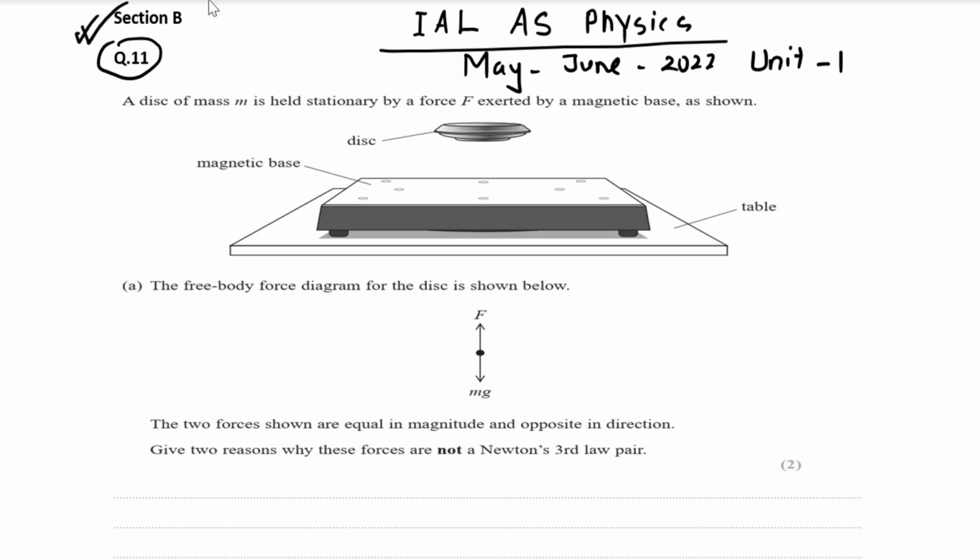Question A. The free body force diagram for the disk is shown below. Downwards mg means weight, and upward F is the magnetic repulsive force. The two forces shown are equal in magnitude and opposite in direction. Give two reasons why these forces are not a Newton's third law pair.